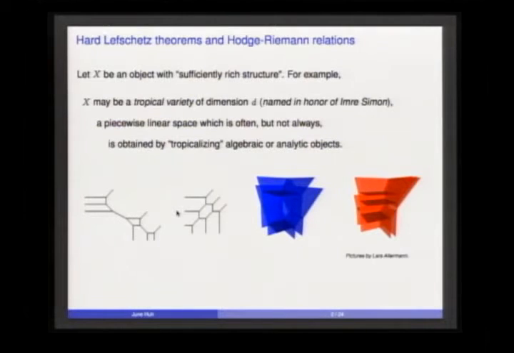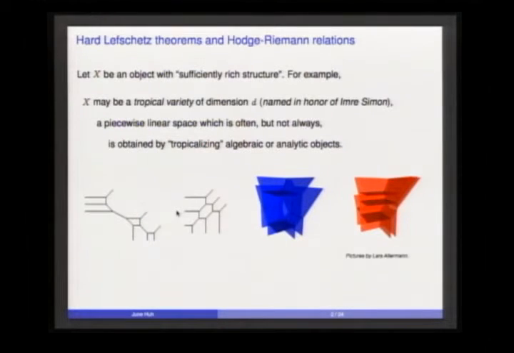Or, here's my favorite object that I will not define, but which is secretly a topic of this talk. Your X may be a tropical variety of dimension d. So the adjective tropical is there in honor of Imre Simon, the Brazilian mathematician, who first started studying objects from a tropical point of view, whatever that may be.